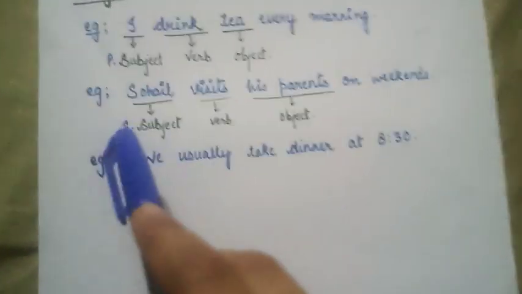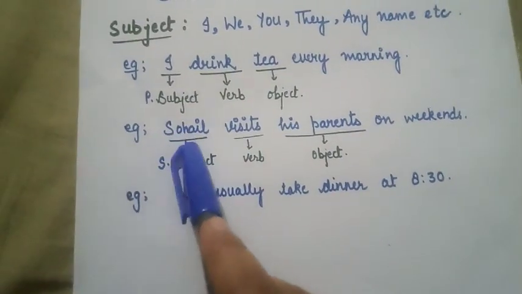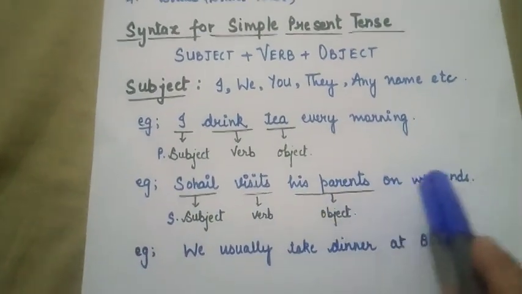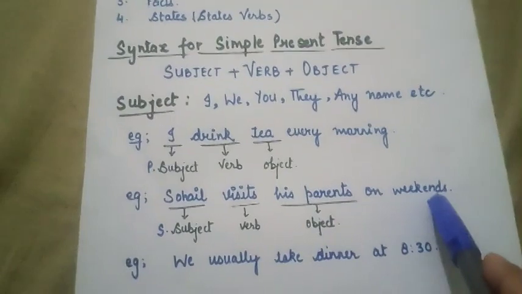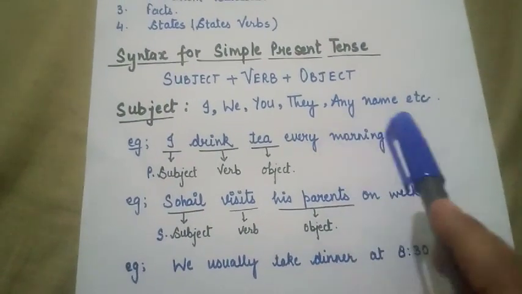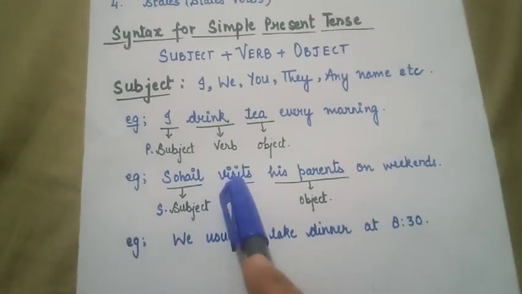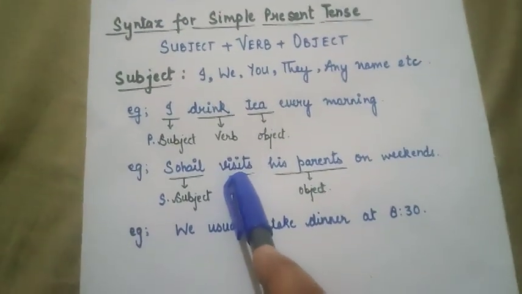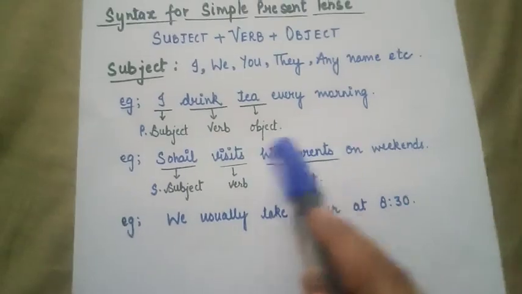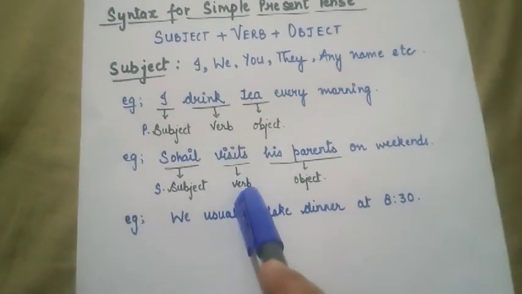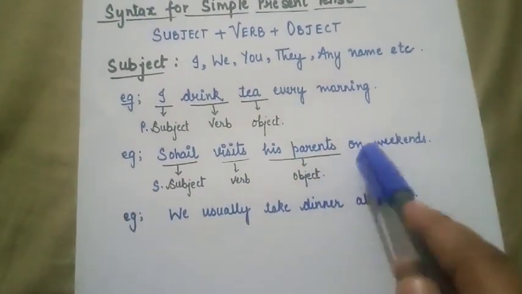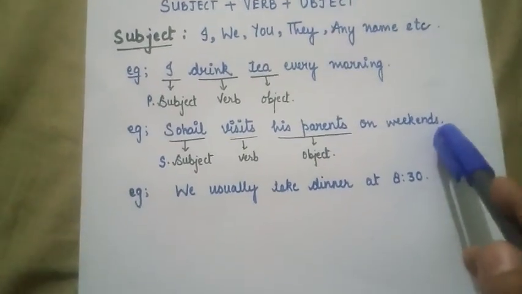Now let us take one more example. See, Sohail visits his parents on weekends, right? Now see, children, as I have mentioned any name, so I have taken the name of a boy, and according to the subject I have put the verb and the object. So this will be your subject, this will be your verb, and this will be your object, and these are the other information for the sentence, right?